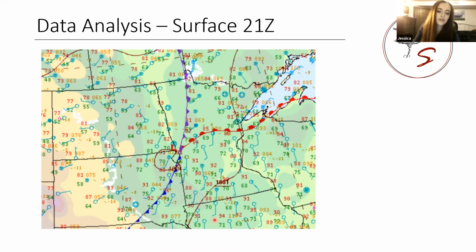What I really wanted to point out here is that you can get a better visual of how good our moisture is that's advecting northward into Minnesota. I mean, dew points in the low 70s, and even in southeastern South Dakota, you can see dew points of 79, so almost 80. So incredible moisture really being pulled northward into Minnesota in the vicinity of this mesolow here.